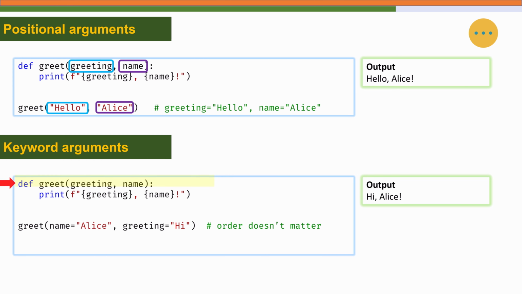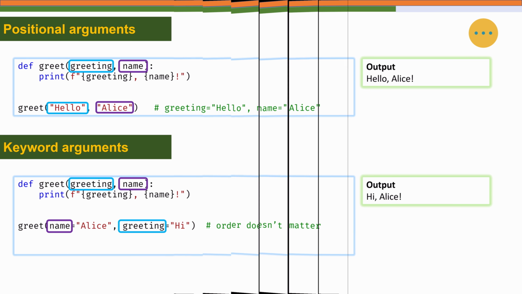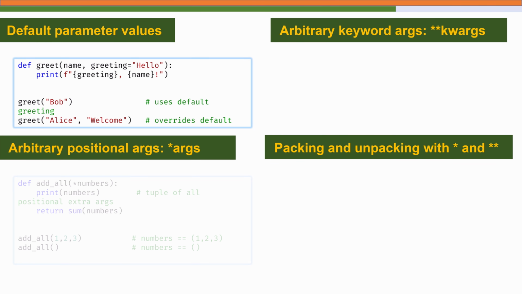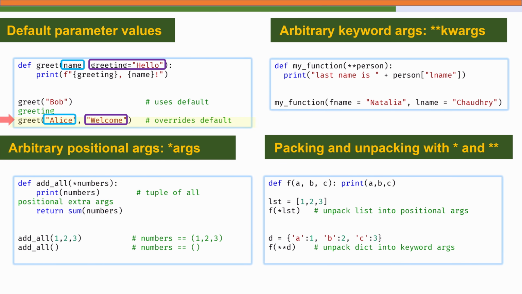Keyword arguments let you pass values by name instead of position. Keyword arguments are matched by the parameter name, which improves readability, and this is useful when functions have many parameters. You can also mix positional and keyword arguments. For example, positional arguments must come first in the call.